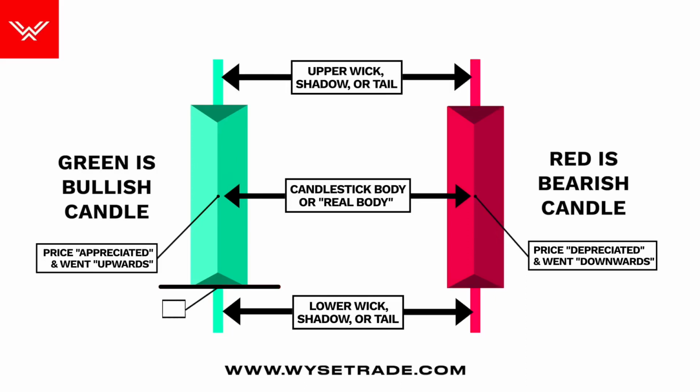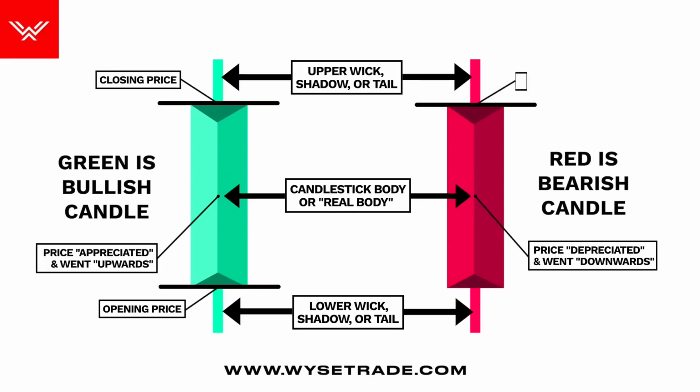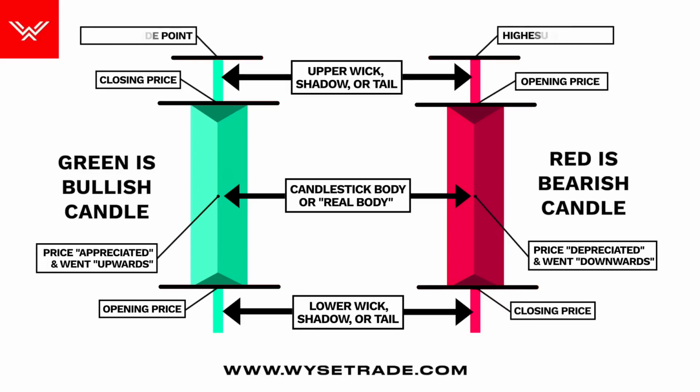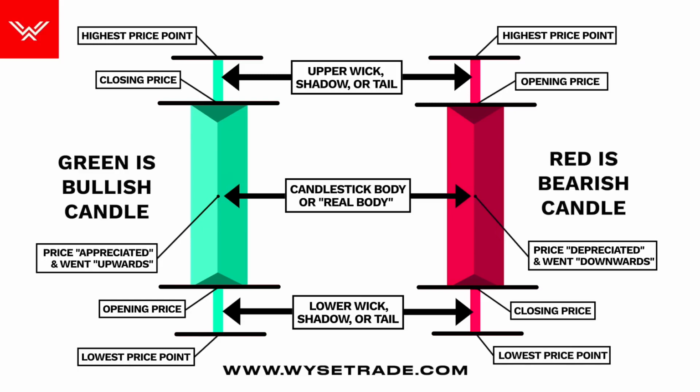For green candlesticks, the opening price is at the bottom of the candlestick body, and the close price is at the top of the candlestick body. For red candlesticks, the opening price is at the top of the candlestick body, and the closing price is at the bottom of the candlestick body. The wick ends at the top represent the highest price point of the time period. The wick ends at the bottom represent the lowest price point for the time period.